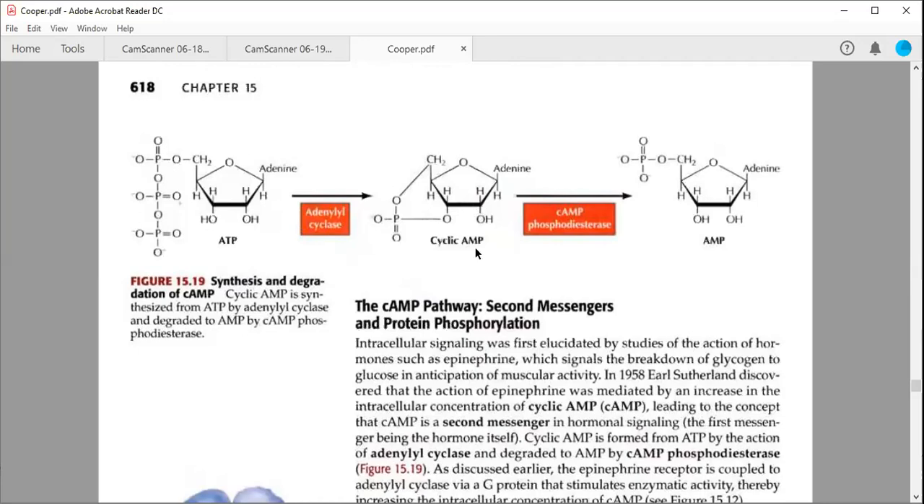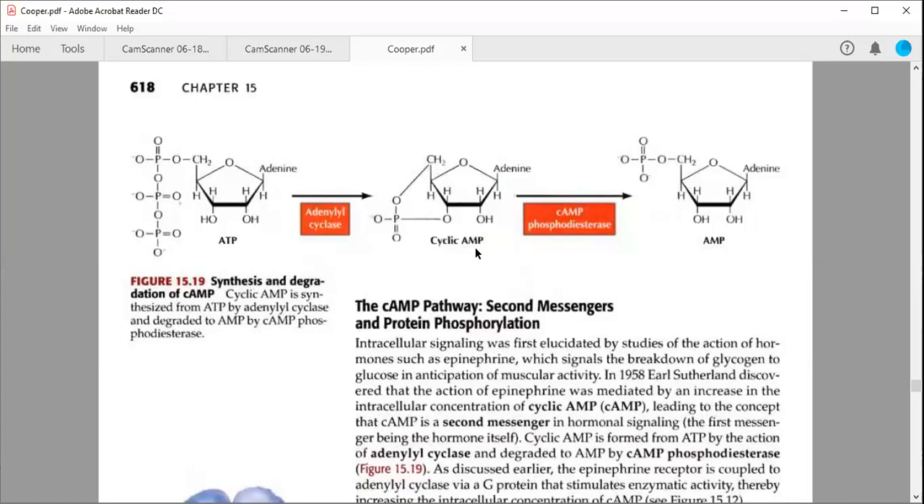Then what is the second level of regulation? I told you that the alpha subunit of G protein is regulated by bound GDP and GTP and acts as a switch. Means if it is bound with GDP, it is in an inactive state. If it is bound with GTP, because GTP is a high energy molecule, it will be activated.